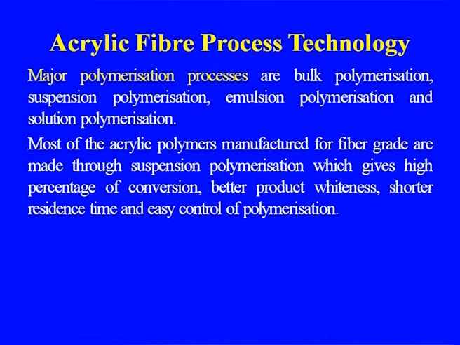The major polymerization processes are bulk polymerization, suspension polymerization, emulsion polymerization and solution polymerization. But the common process used for acrylic fiber manufacture, especially for fiber grade, is suspension polymerization, which gives a high percentage of conversion, better product whiteness, shorter residence time and easy control of the polymerization.